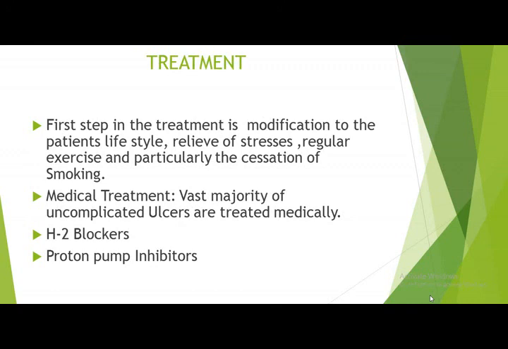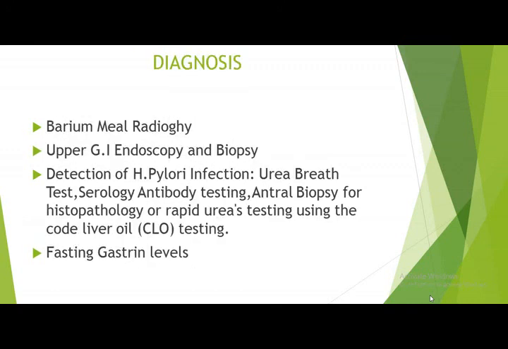This is performed in cases where we find that the patient has multiple ulcers, or an ulcer at an unusual site, or the patient cannot be treated by the regular medication for acid peptic disease. In those cases we can suspect Zollinger-Ellison syndrome, where the patient has ulcers anywhere in the stomach, multiple ulcers, or in the small intestine as well. In those cases we can get an increased level of serum gastrin.